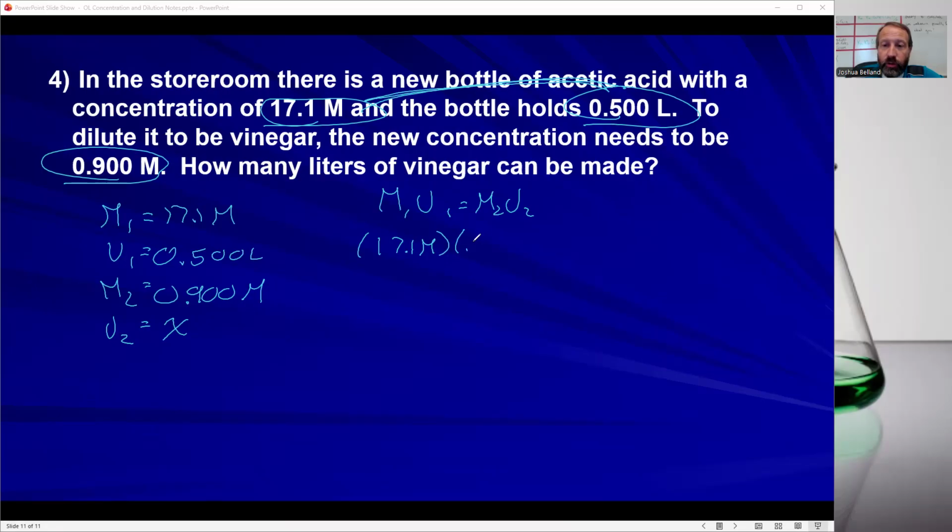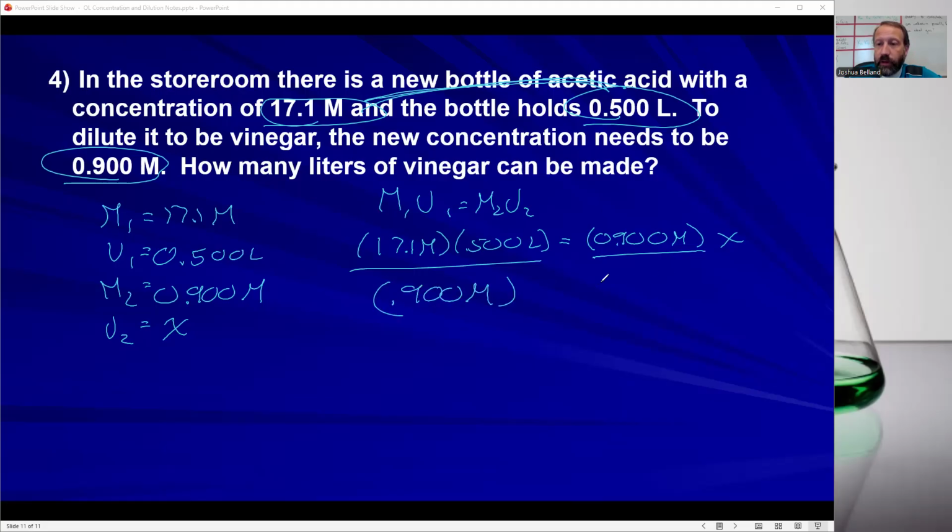Molarity, 0.500 liters. Ooh, it's in liters. Okay, we'll talk about that in a moment. By the way, 3 sig digs on those numbers so far. So here we go, 0.0900 molarity times that. I want to isolate my X, get that by itself. So I'm going to divide both sides by 0.0900 molarity. That's the one which isolates my X. My molarity even reduces to 1.